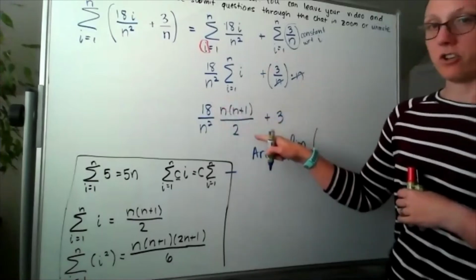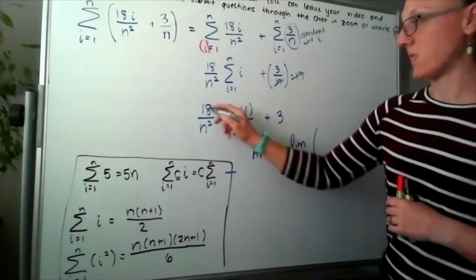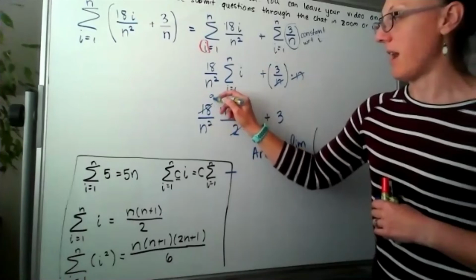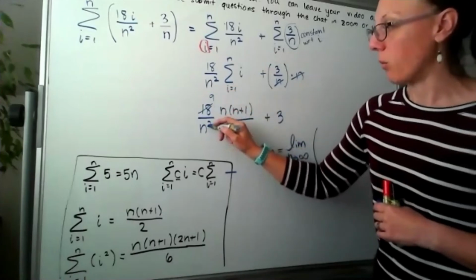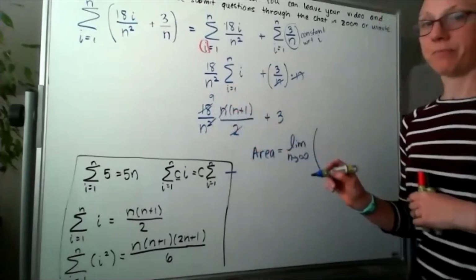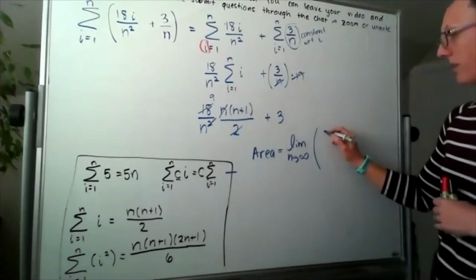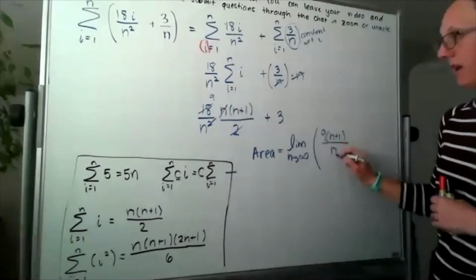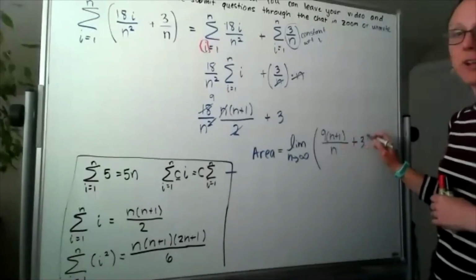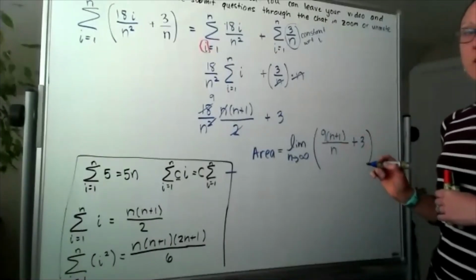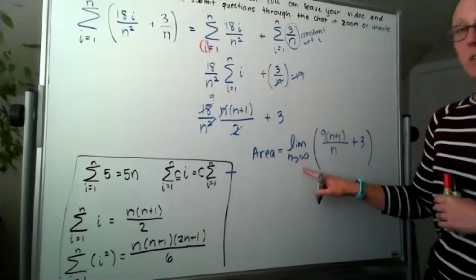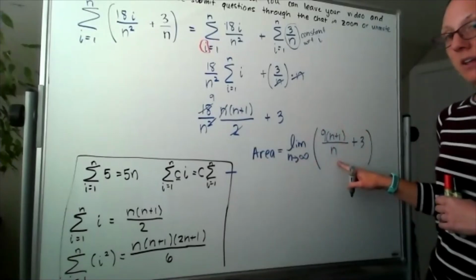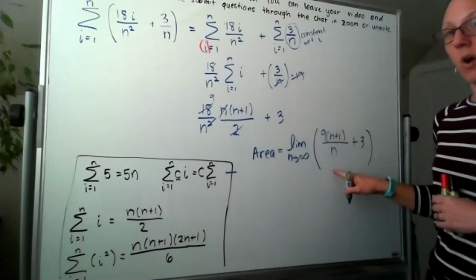Here I'm just going to do two quick steps to simplify. 18 over 2 simplifies to a 9, and I'm going to cancel out one of those n's. So I'm going to be left with 9 times n plus 1 over n, plus 3. In the limit as n approaches infinity, n plus 1 over n, that limit is going to be 1.